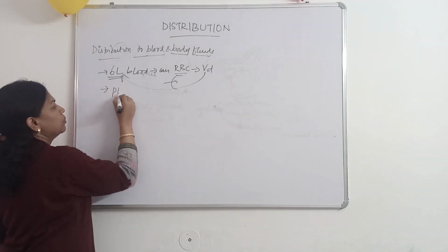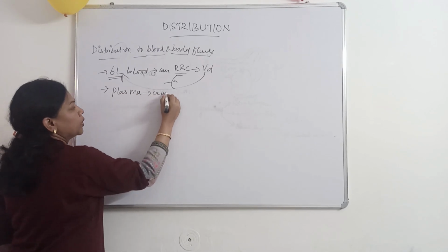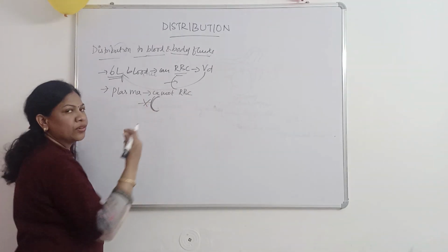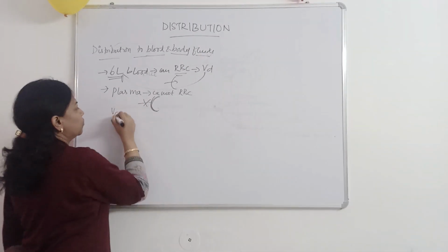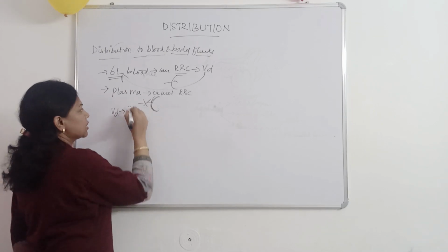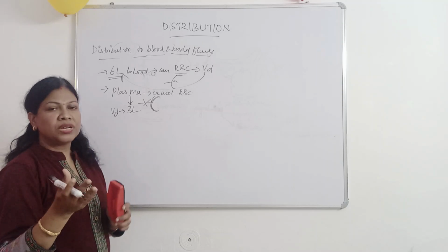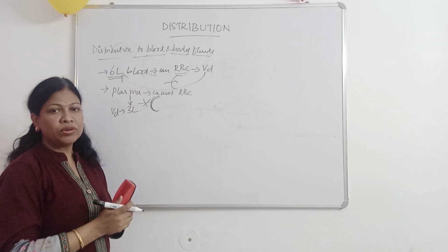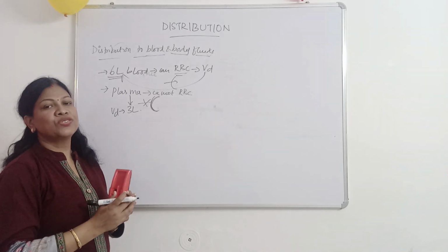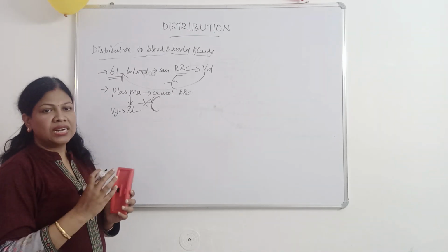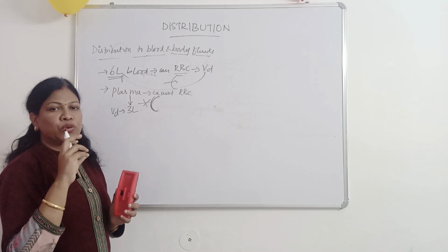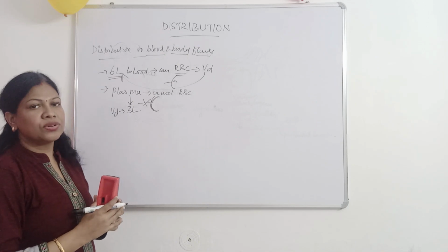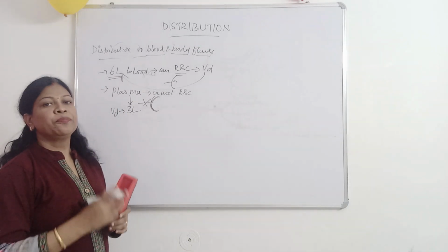But if the drug is restricted only to plasma, that means it cannot permeate through the RBC or enter the membrane, so it cannot enter the blood cells. Its volume of distribution will be 3 liters. Why 3 liters? It is the plasma volume. So when the drug permeates through the RBC and distributes uniformly throughout the systemic circulation, it will have a volume of distribution of about 6 liters. Whereas drugs with restricted permeation through red blood cells will have a volume of distribution of 3 liters, which is the volume of plasma, because the drug will be confined to the plasma. It cannot enter the blood cells.